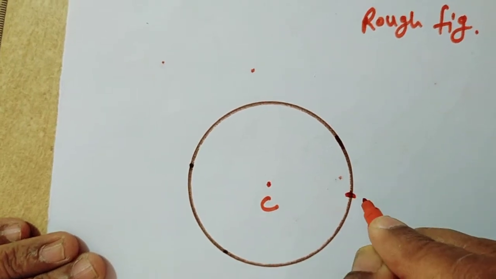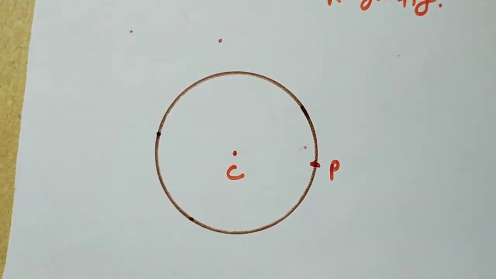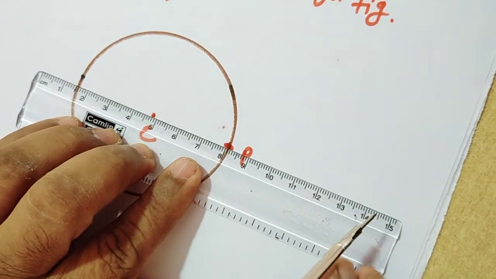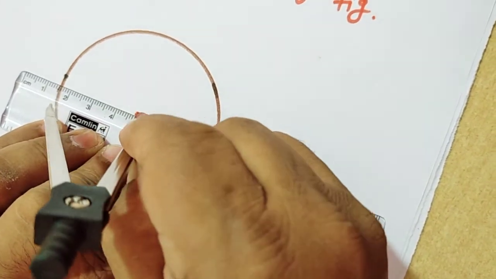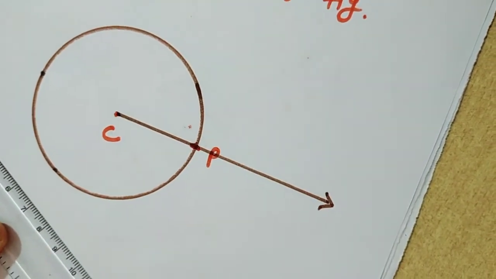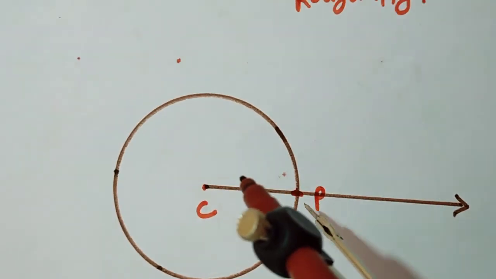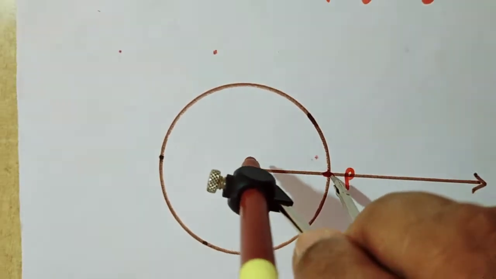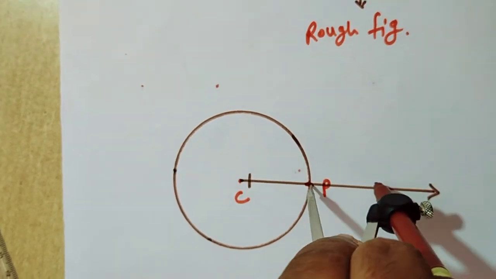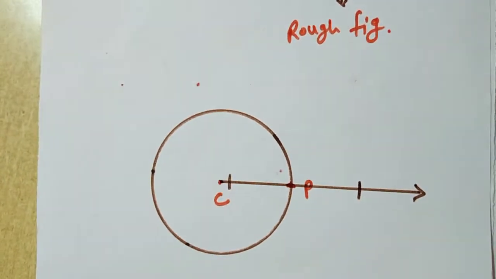Now take any point P on the circle, then draw a line or a ray from point C passing through P like this. Then use your rounder, keep it on point P, take a radius less than the radius of the circle and draw two arcs on the ray on both sides of point P.